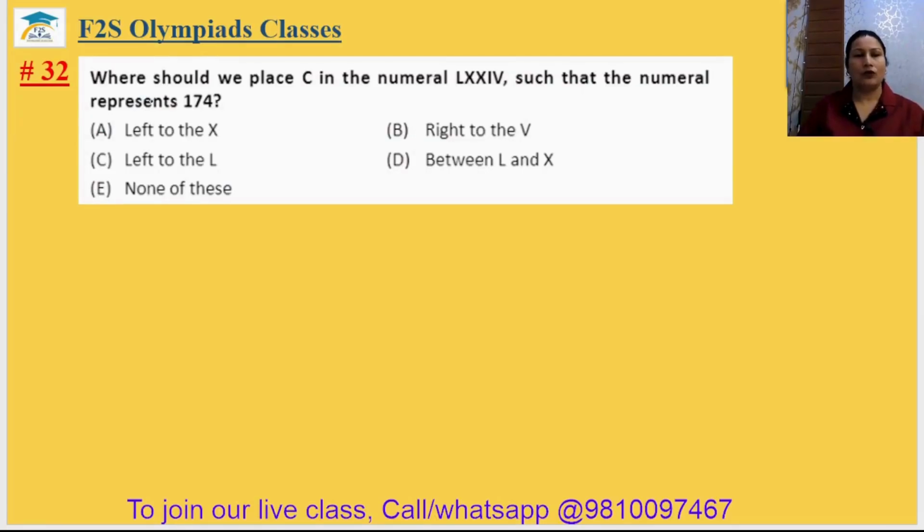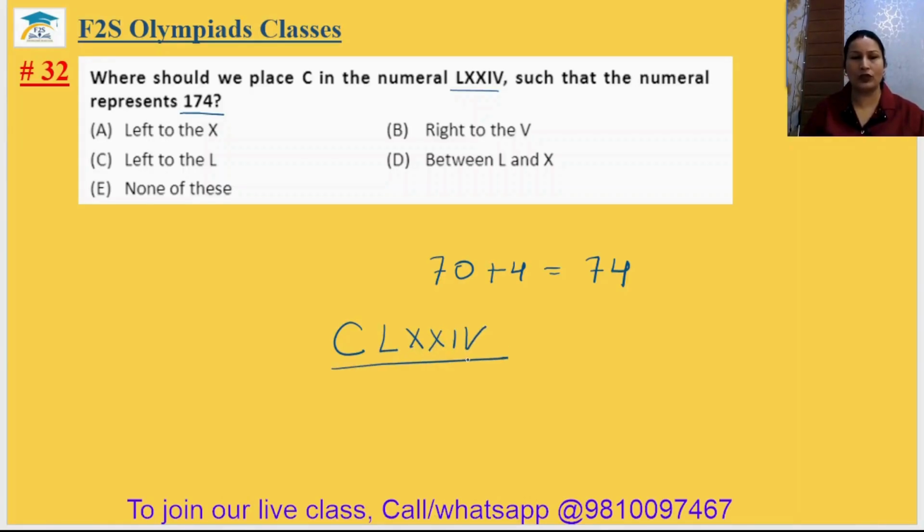32nd question. Where should we place C in the numeral LXXIV such that the numeral represents 174? We have to make 174. First check what this number is. LXX is 70, IV is plus 4. So 74 is written. We have to make it 174. So C should be on the left side of L, so that it becomes 174. So left side of L, that is your option C. 32nd answer will be option C.